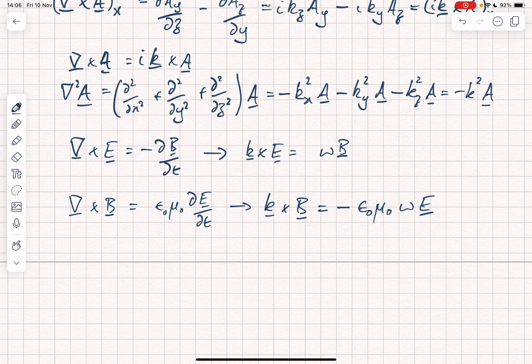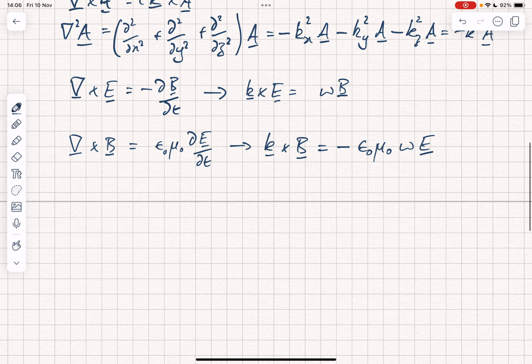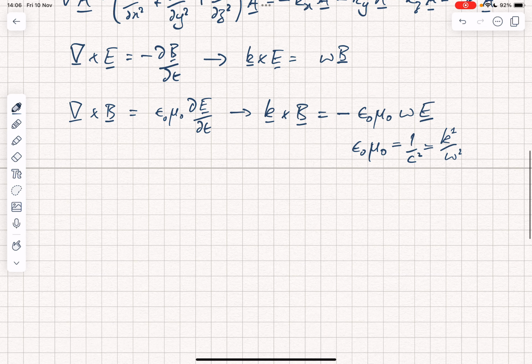Are these consistent with each other? Well, we certainly hope they will be. Let's just see how we can manipulate these. First of all, remember that epsilon naught mu naught is equal to 1 over c squared, the speed of light, and for a plane electromagnetic wave as in light, that is equal to k squared over omega squared. So we now have that k cross B is equal to minus k squared over omega E.